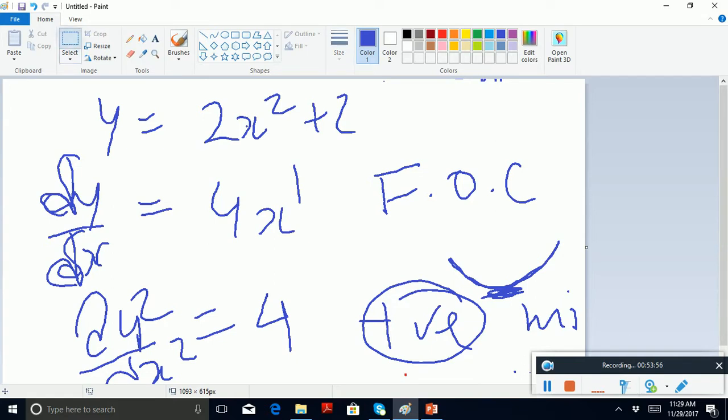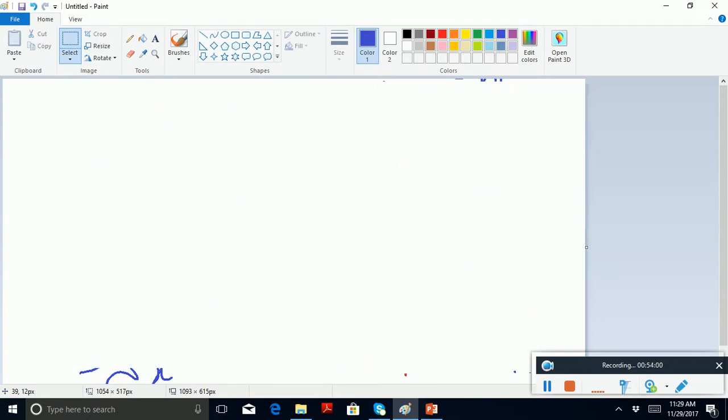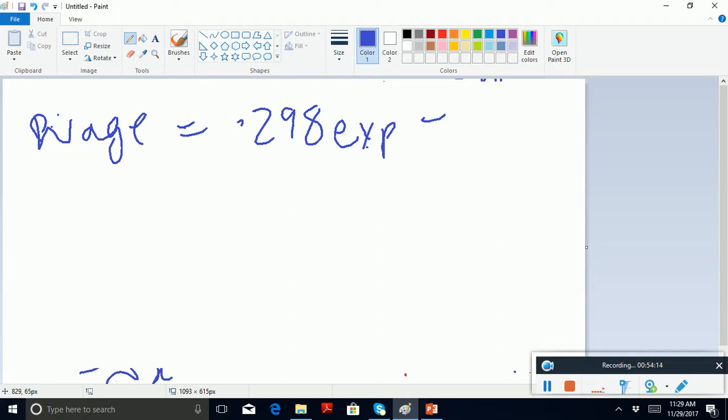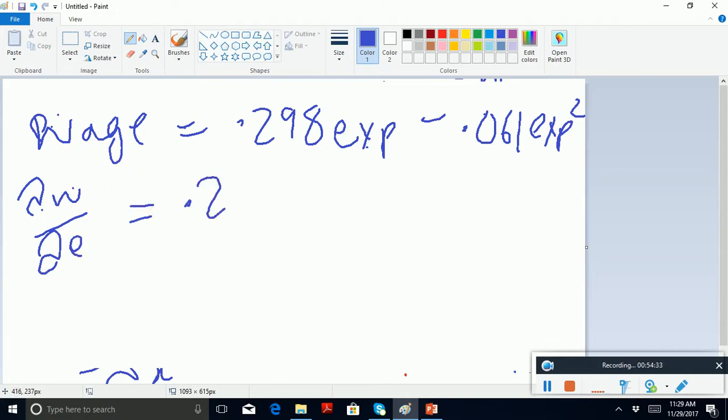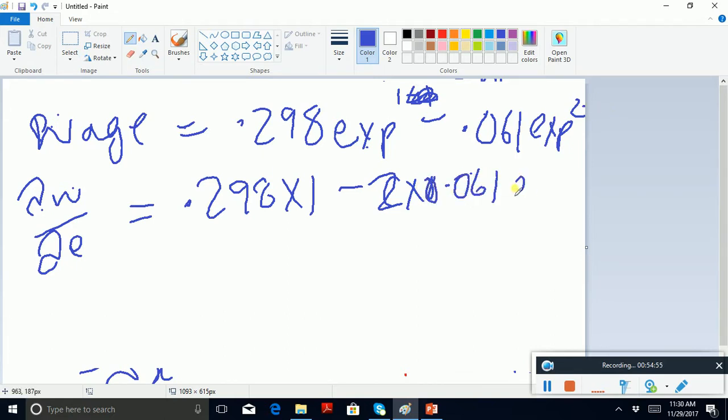Alright? So for experience, in our case, wage equals 0.298 experience, negative 0.061, let's say experience squared. If I do the first order, what will I get? Change in wage with respect to change in experience. I'll get 0.298, because experience to the power 1 comes forward, and when I subtract 1 it becomes 0. Experience to the power 0 is 1, so times 1, right? Minus 2 times 0.061, and experience 2 minus 1 is 1, so experience to the power 1. This is my first order.